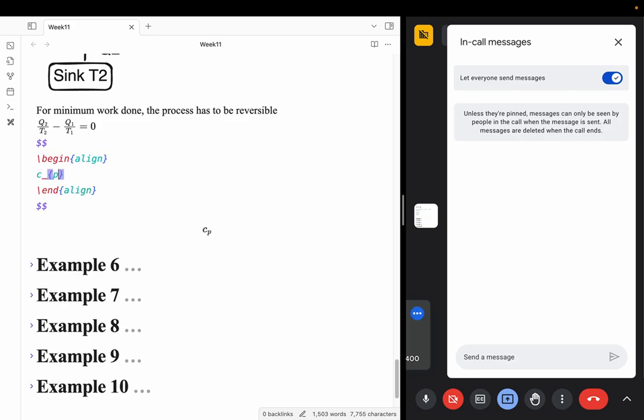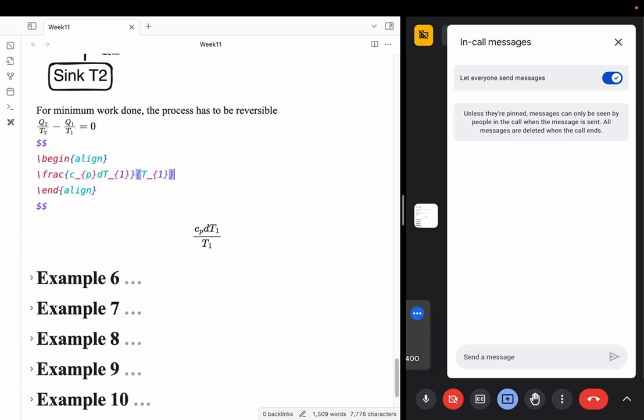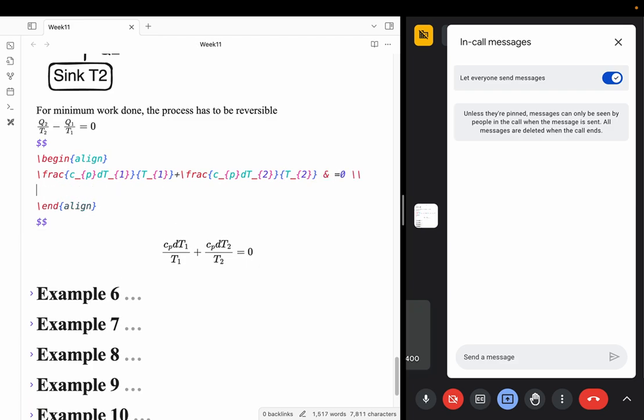I'll just put it as Cp dt1 by t1. This is for the first one, and the negative of the other one is Cp. Okay, it should be reverse, minus minus. If you just remove the minus and convert everything into plus, that will be Cp dt2 by t2 equal to 0. And you can do the integration now to find the final temperature.